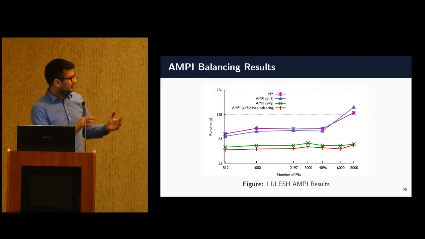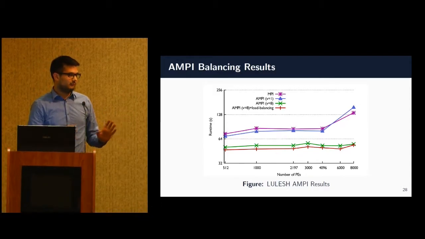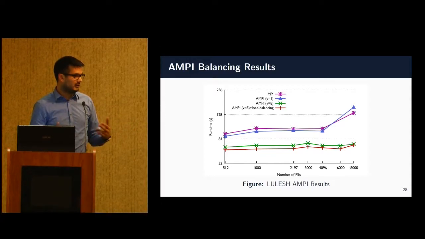And then finally, when we take that and add load balancing on top of that, we get an even better speedup. And this is for an application that doesn't have that much of a load imbalance problem. So for lots of other MPI applications, it can be even more effective than this.